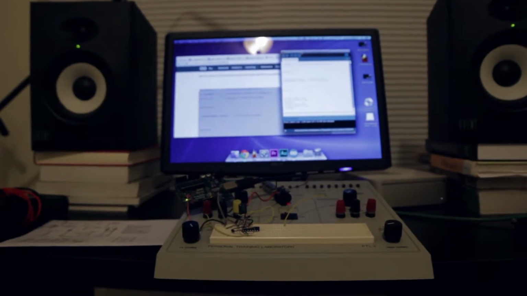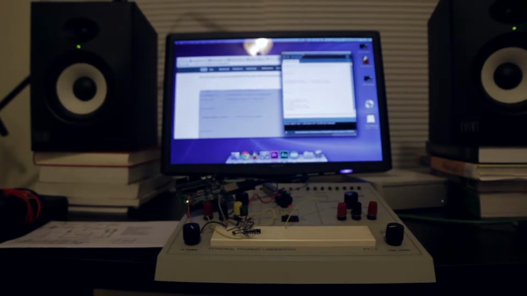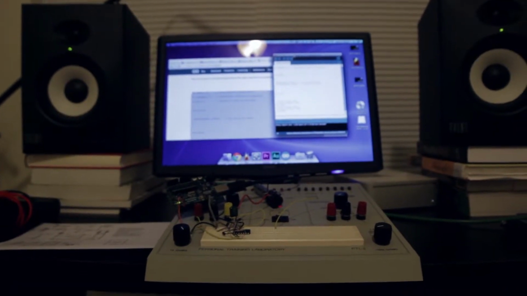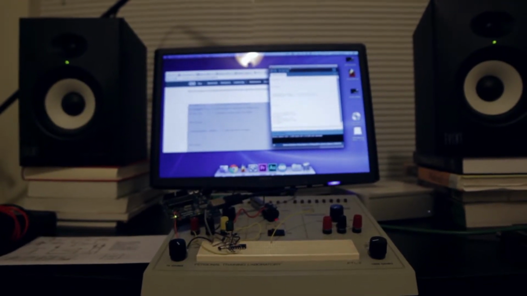So this is the first part of my attempt at making a modular synthesizer. This is the VCO, or voltage controlled oscillator. Basically, you send it a voltage, and depending on what voltage you send, you get a different pitch.